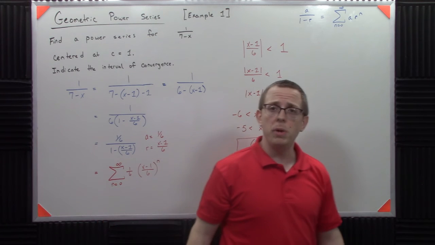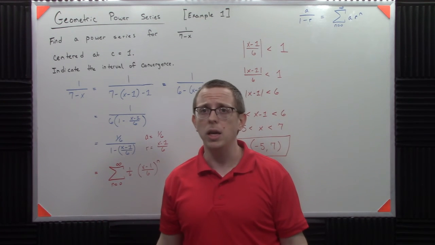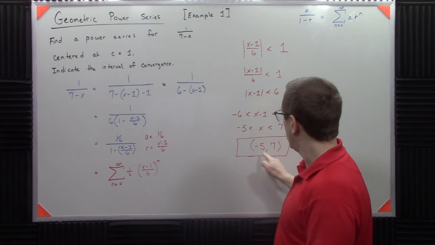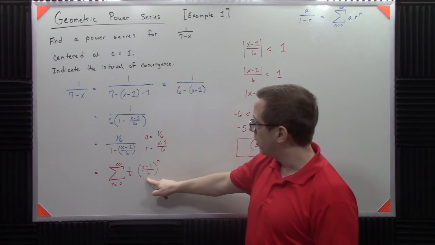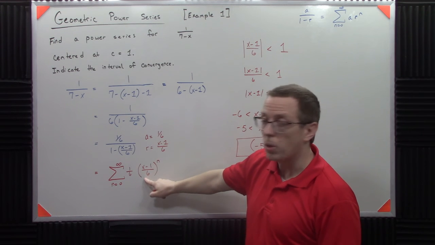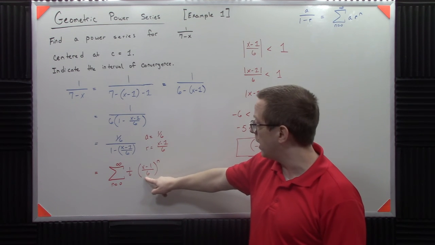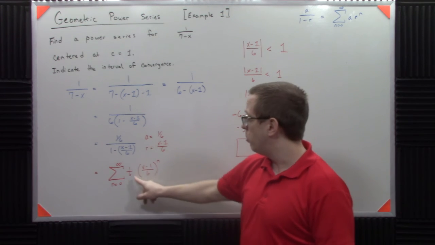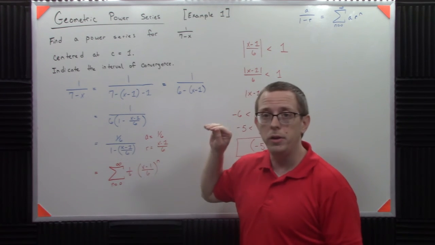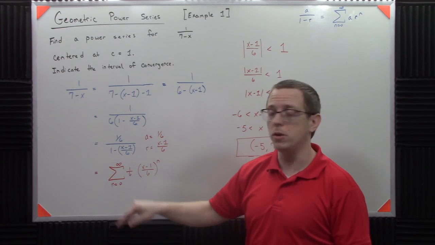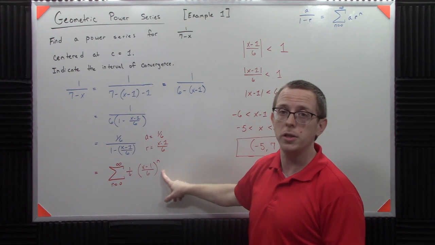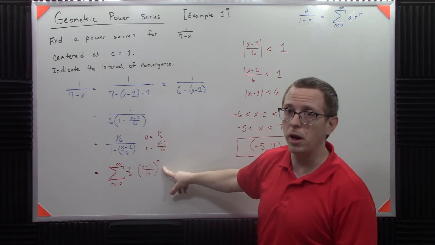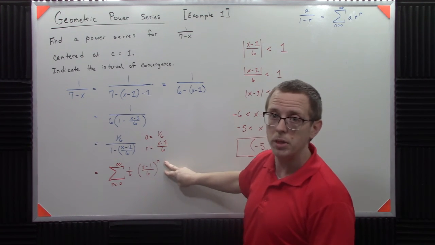Now, this is a geometric series, so we don't really have to check endpoint convergence. But if you wanted to check endpoint convergence here, if you plug in negative 5, you're going to get a negative 6 over positive 6. So you're going to get a negative 1 to the n. That's going to be an alternating series, but this term here doesn't decrease to 0 monotonically, so it would fail the alternating series test. It would diverge. This would actually fail the nth term test for divergence because the limit would not be 0.